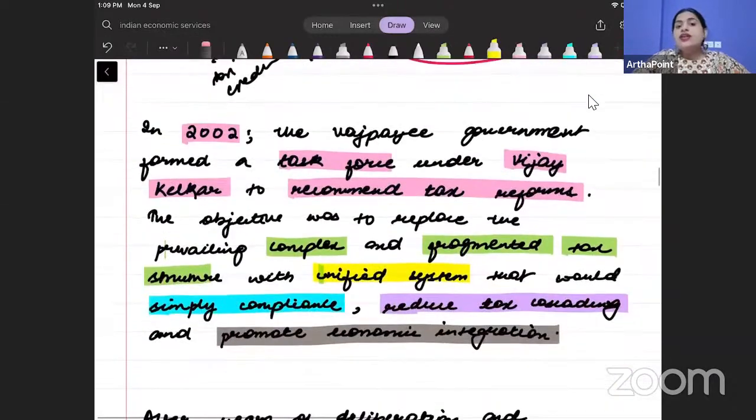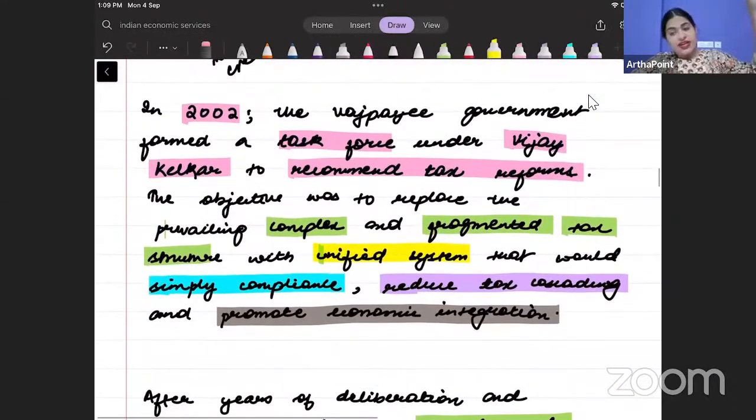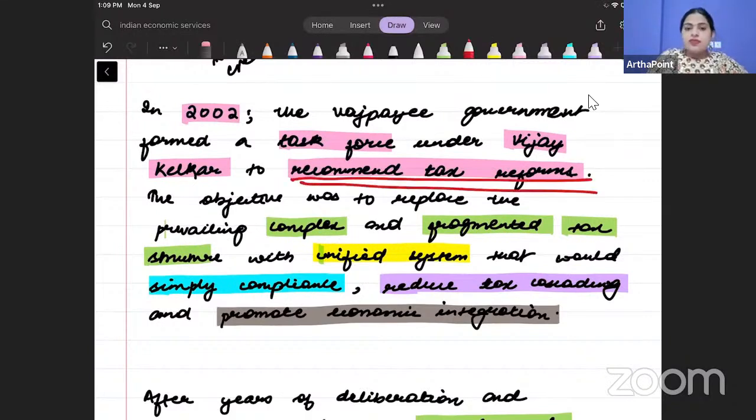Now, in 2002, देखो 1999 से now I'm talking about 2002, the Vajpayee government, they formed a task force. This is known as the Kelkar Committee. बहुत famous है, हाँ? And Kelkar Committee का aim ये था कि वो हमें tax reforms suggest करे.